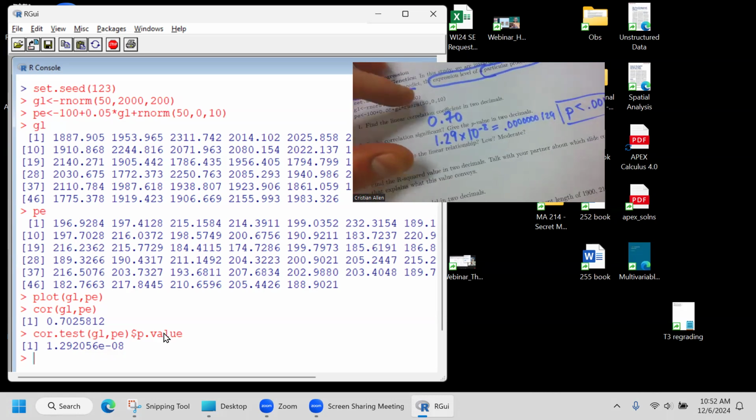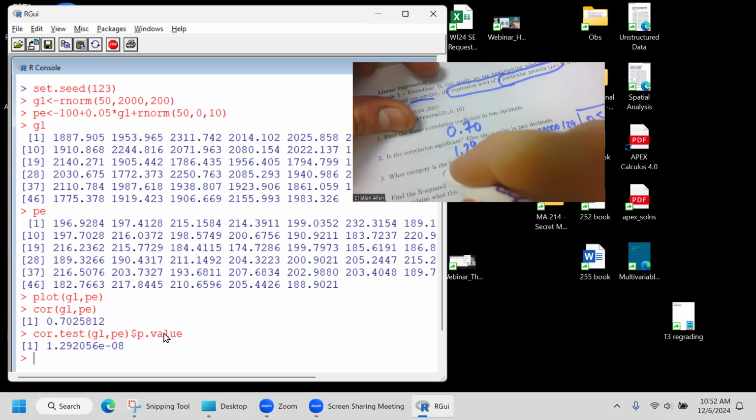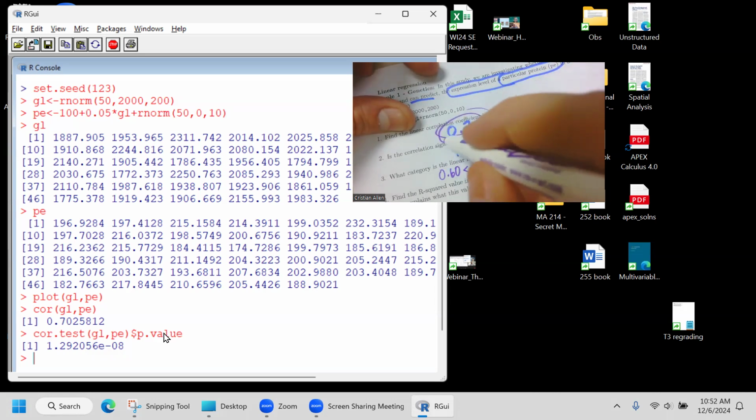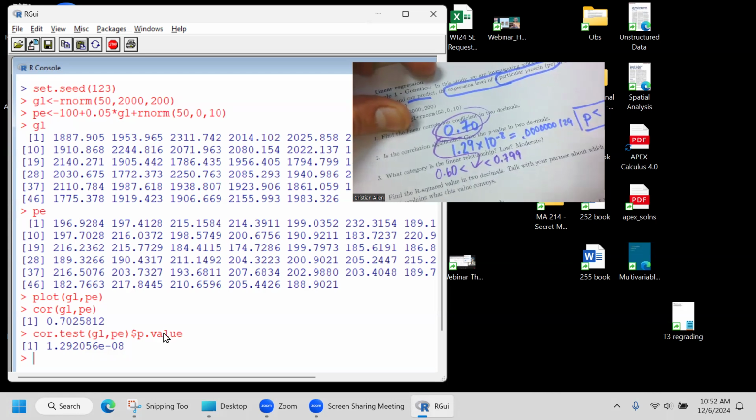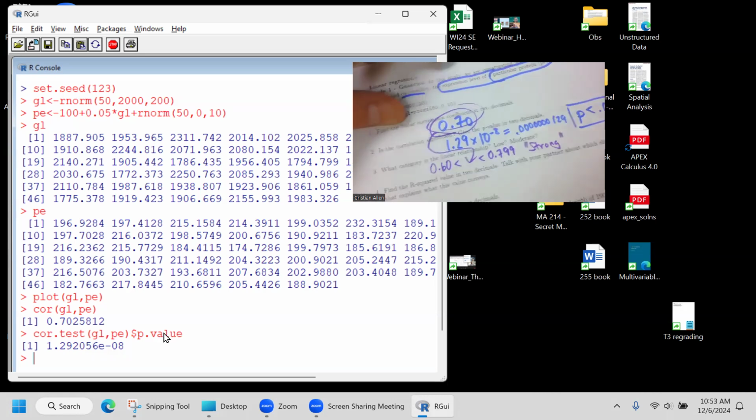Now, how would you categorize that? The categories really depend on how they're defined in your specific course. For me, strong is between 0.60 and 0.79. So the 0.70 is in between those, and we're categorizing that as strong. So the linear relationship is strong.